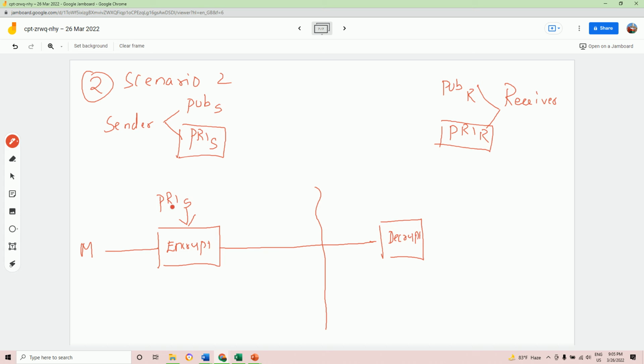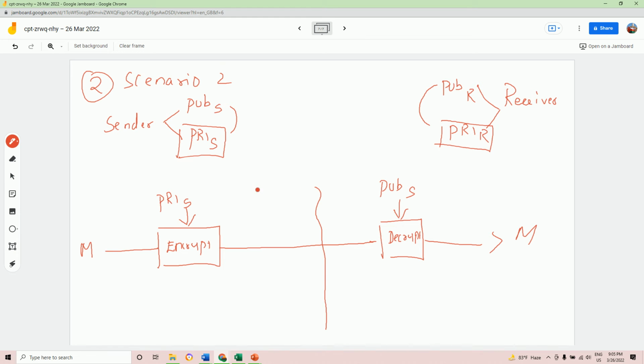Please understand, if the private key of the sender is used, then for decryption you should use the public key of the sender, because these keys are matching. So don't mix the keys, keep this in your mind. The private key of the sender is used for encryption, then the public key of the sender should be used for the decryption. So you get the message.